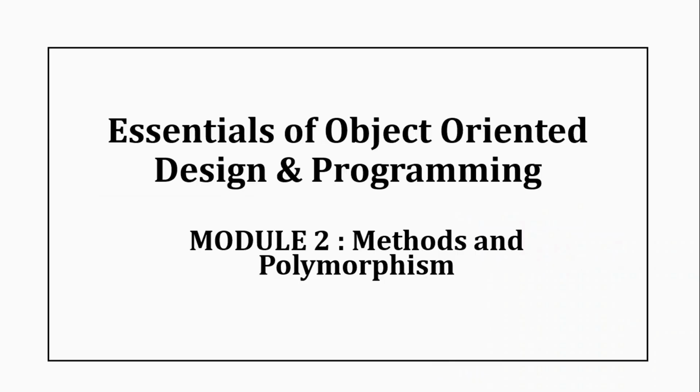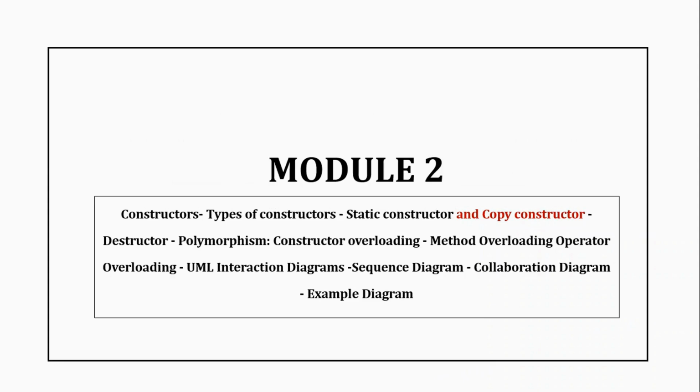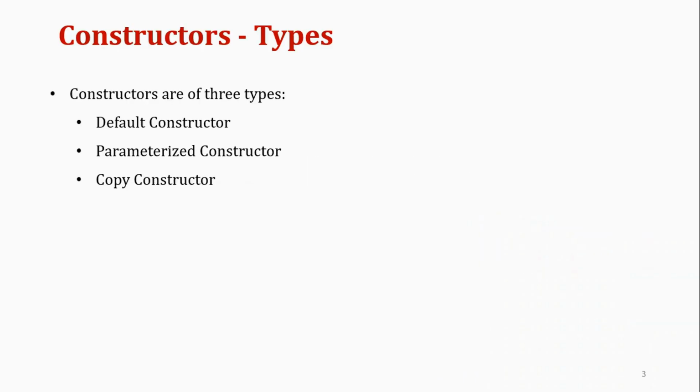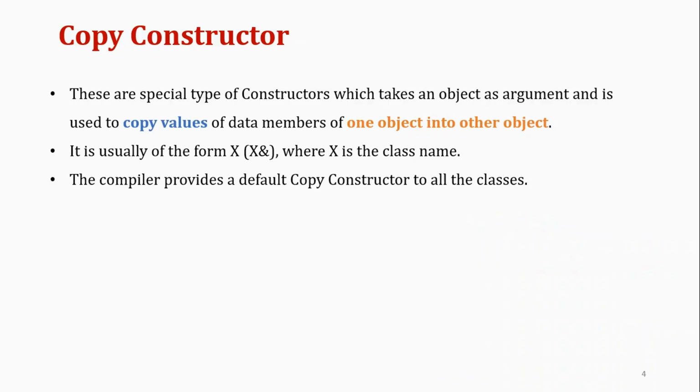Hi everyone, welcome back to the course Essentials of Object-Oriented Design and Programming. In this session, we'll be discussing the copy constructor in C++. We'll understand what a copy constructor is, why it is used, its syntax, and how it works. So, what is a copy constructor? A copy constructor is a special type of constructor that creates a new object by copying the contents of an already available or existing object.